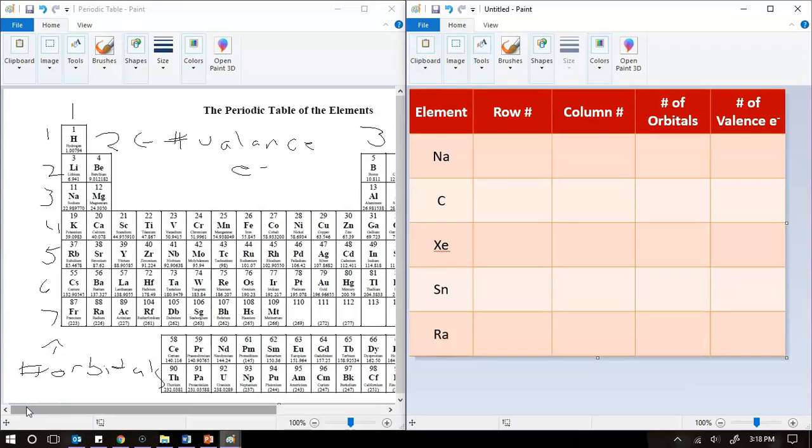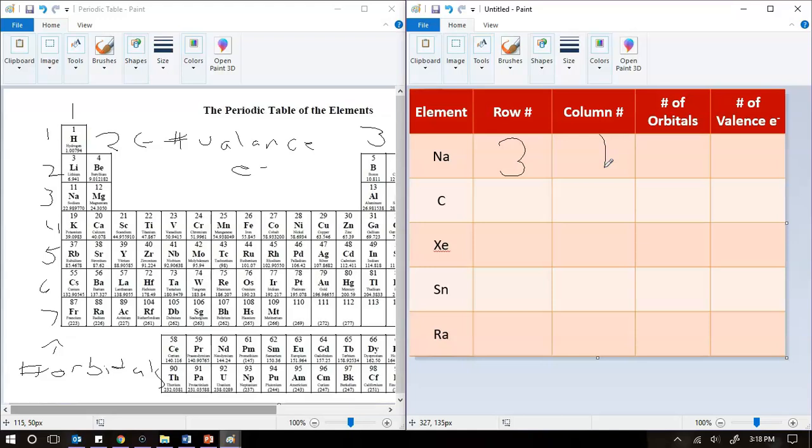Alright, so you've got this table in your notes. Let's try a couple of these together. I'll also leave you to try some by yourself as well. So first thing I want to do is take a look at my element, right? So sodium's my first one. So if I take a look at my row number, remember rows go side to side. So sodium is right here. Alright, and my row number is 3. Okay. Columns go up and down, so sodium happens to be in column 1.